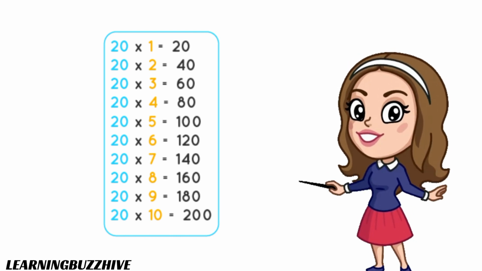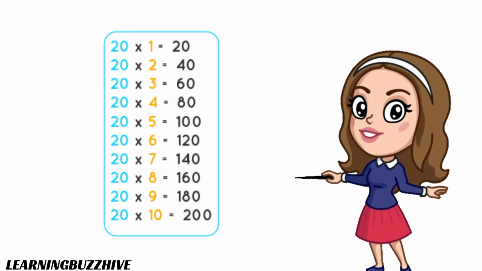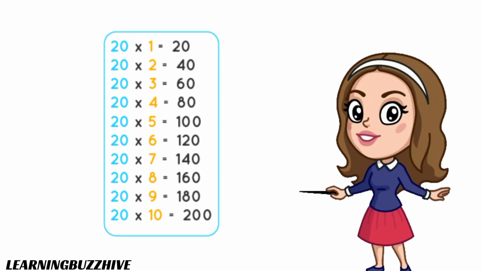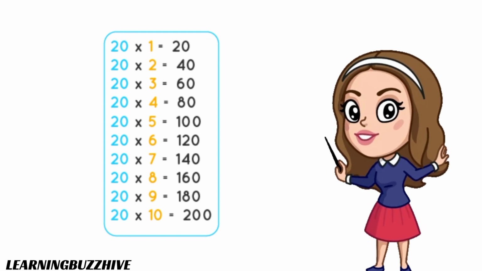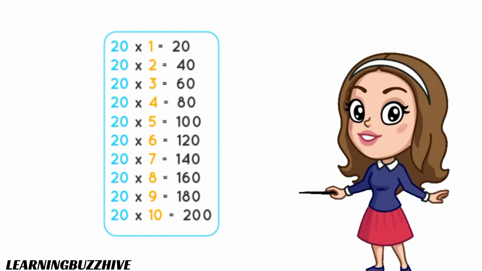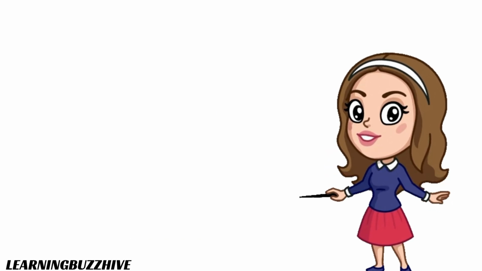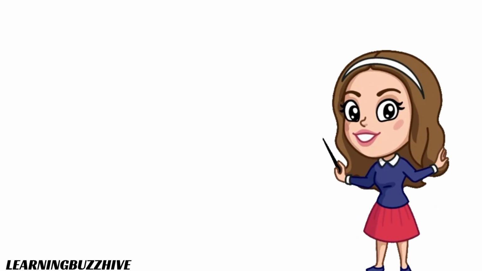20 eights are 160, 20 nines are 180, 20 tens are 200. So these are tables from 2 to 20, children.